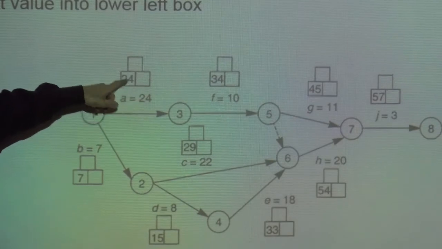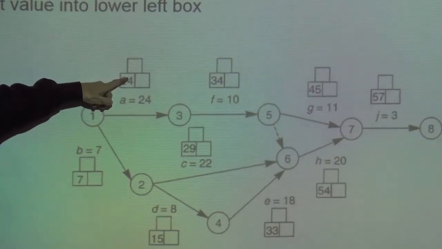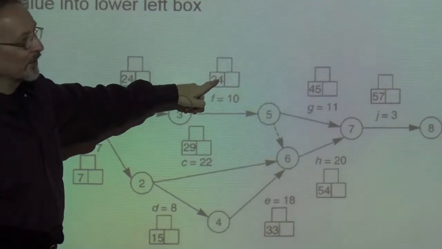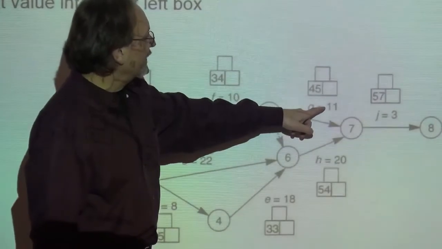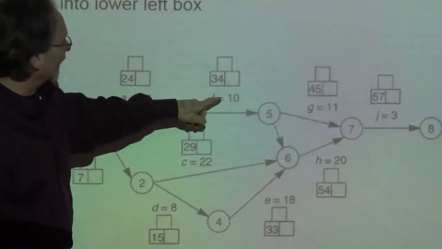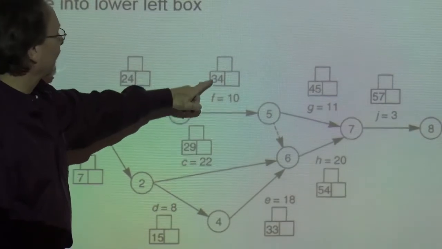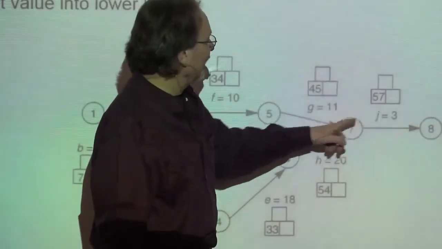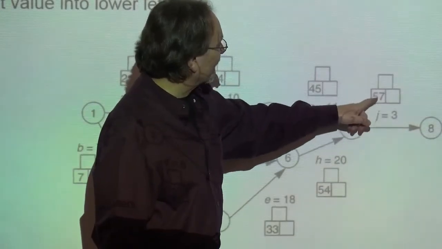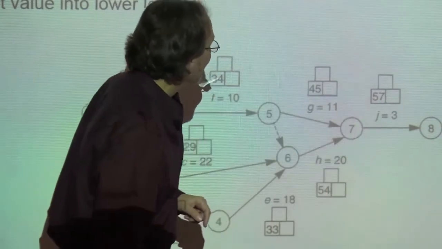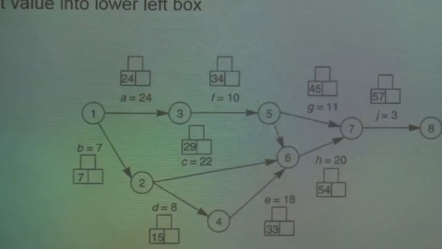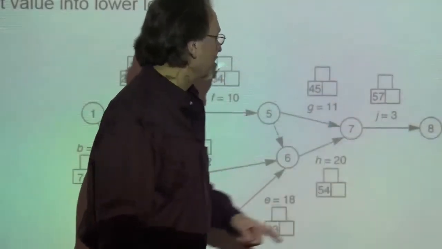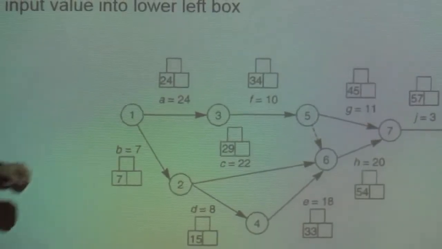So we go to A, we know that that has to be completed in 24 days. F, since A is its predecessor, can be completed in 34 days. G, since A and F are its predecessors, 34 plus 11 is 45, and then J is 45 plus 3, this is 57 because it's on the critical path. So we can't just go ahead and add 3 to 45. We have to go to our critical path. So we'll stop at G.